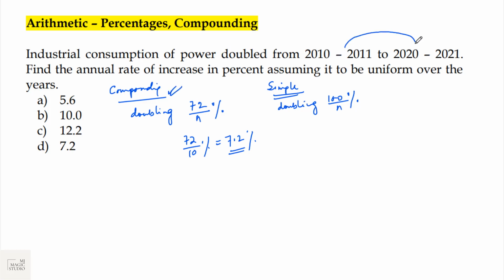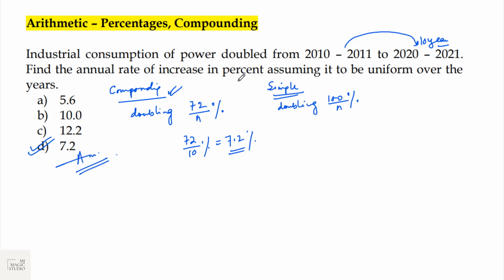How come it is 10? This growth is in 10 years. So something becomes double in 10 years over the compounding rate. That means the annual rate of increase is 7.2%. Straight away you can say option D is the pick.